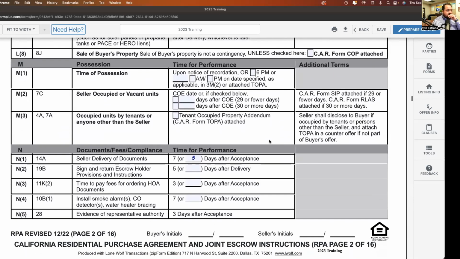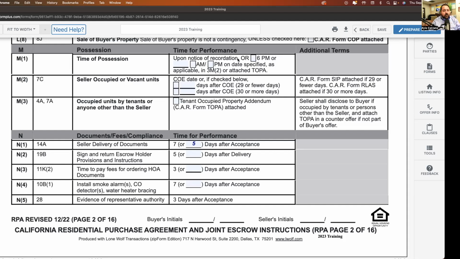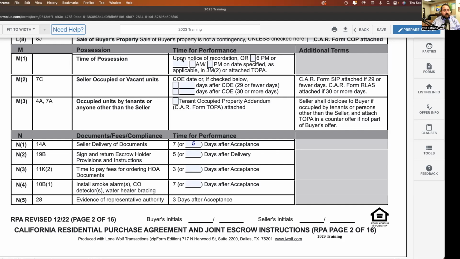All right. Time of possession. This is honestly one of my pet peeves, that agents still don't do this. First off, they split up these two things. The old offer used to treat possession and occupancy as the same thing. It's not the same anymore. Possession is when I become owner, and I become owner upon notice of recordation. That's the default. As soon as we've got the notice that you guys recorded, I am now the owner.